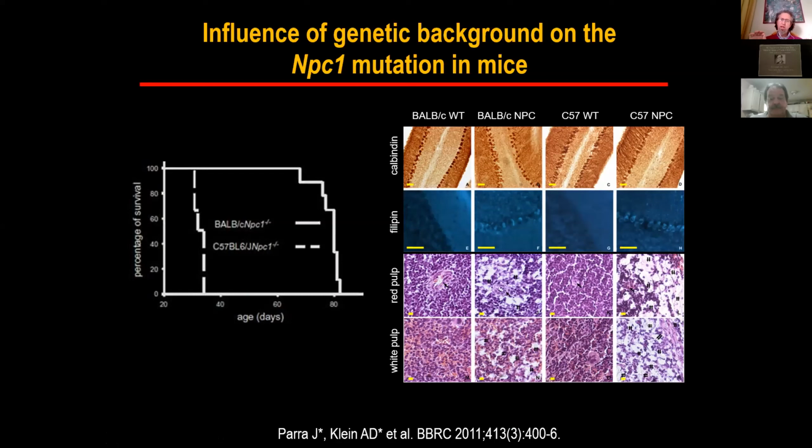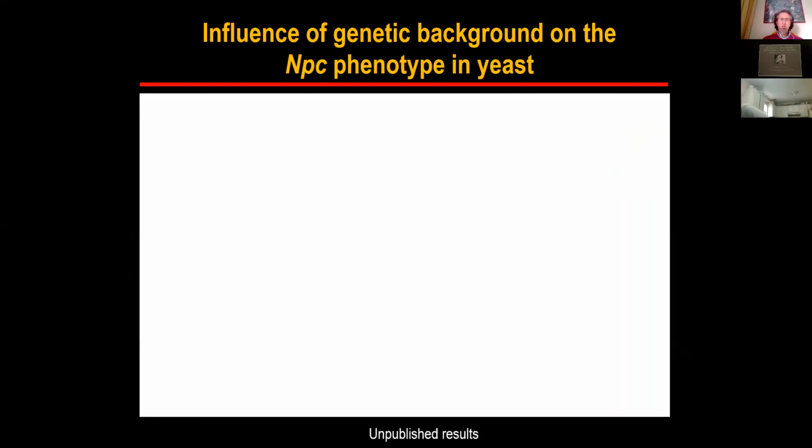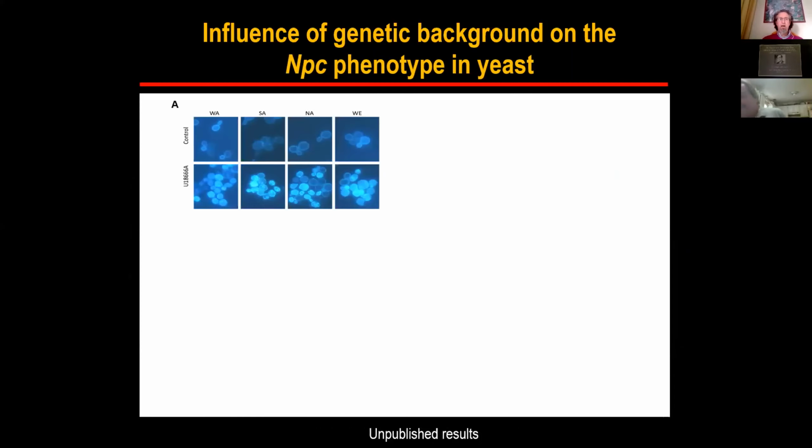So here again, we transferred the same identical mutation from one genetic background to another one, and we observed completely different phenotypes. This really means that there are other factors that are regulating the disease severity, and we want to identify them. So for that, we're currently running a yeast study. And we have yeast in the lab that are from different genetic backgrounds. Their genomes have already been sequenced.